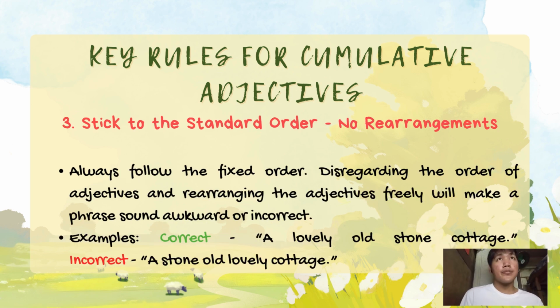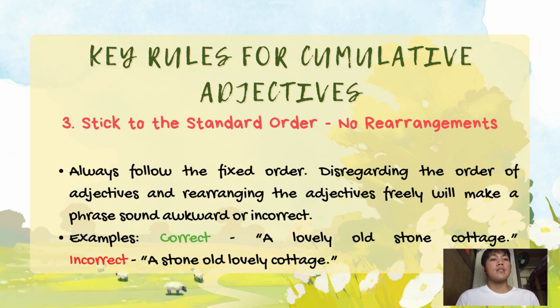So for our third and last rule, stick to standard order, no rearrangements. So always follow the fixed order because disregarding the order of adjectives and rearranging them freely will make a phrase sound awkward or incorrect. So for our correct example, a lovely old stone cottage. A functions as our determiner, lovely as the opinion, old as our age, stone as the material, and cottage as our noun in the phrase. So for incorrect example, a stone old lovely cottage.